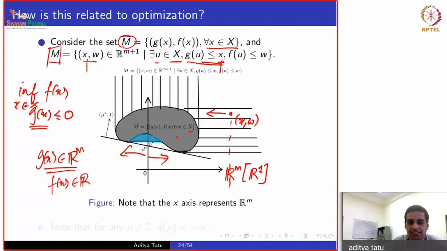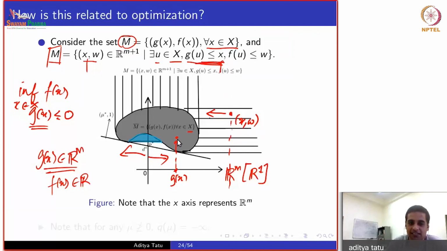So if I take this point, where does this point come from? It comes from this set, right? What is the x coordinate value at this point? It is g(x). Is g(x) less than this x? Yes, sir, it is. So therefore, the first condition is satisfied.